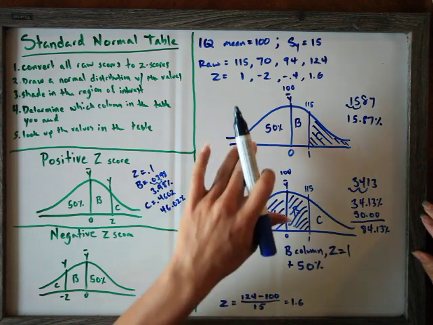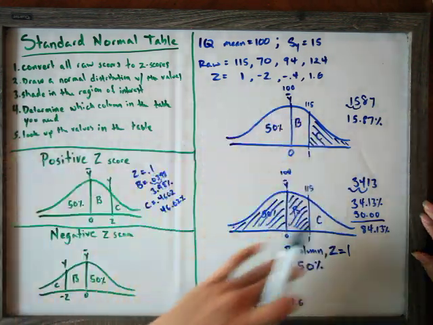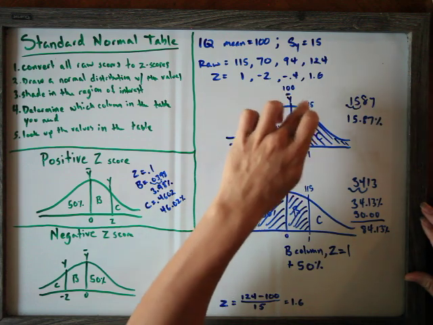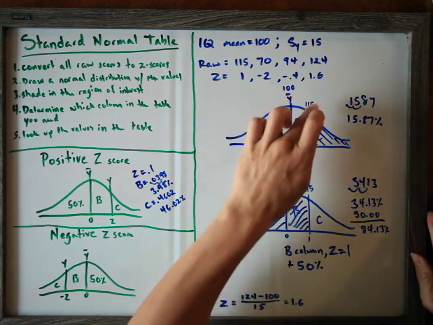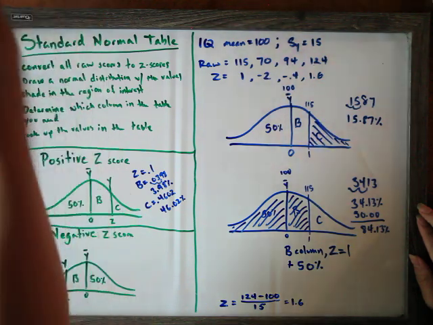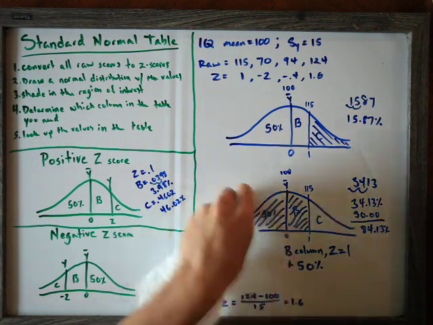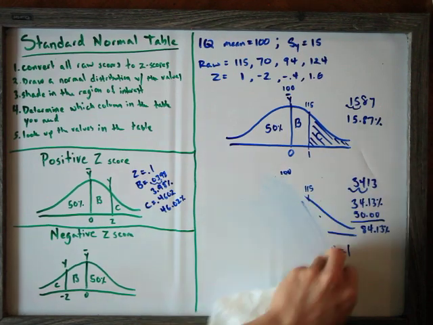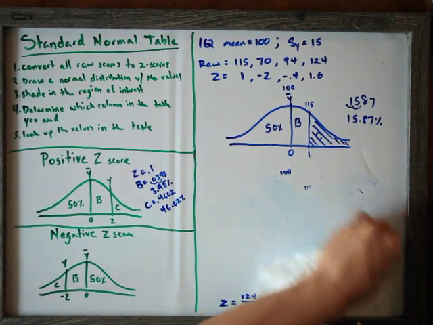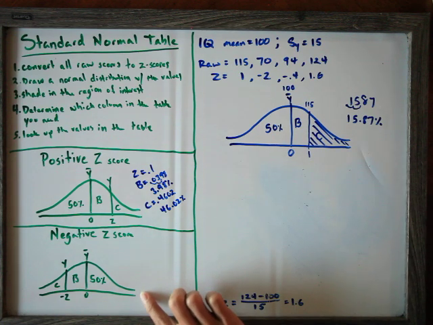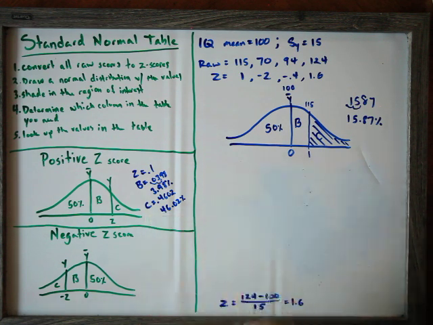So that's how you use these steps and the standard normal table for a positive z-score. Let's do an example with negative z-scores. With negative z-scores, you're going to use a drawing that's slightly different. You're going to use this illustration instead of this one.